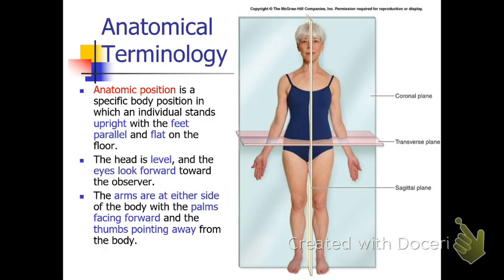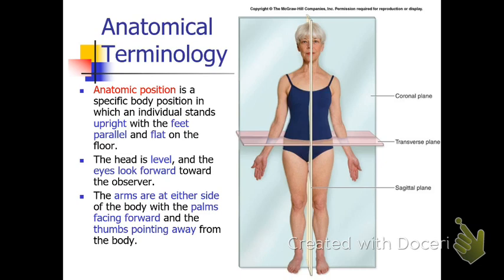Now, to get started, anatomical terminology is based largely upon anatomic position. Anatomic position is simply a standard. It's a way by which all medical professionals and anatomists deal with describing one structure in relationship to another structure.